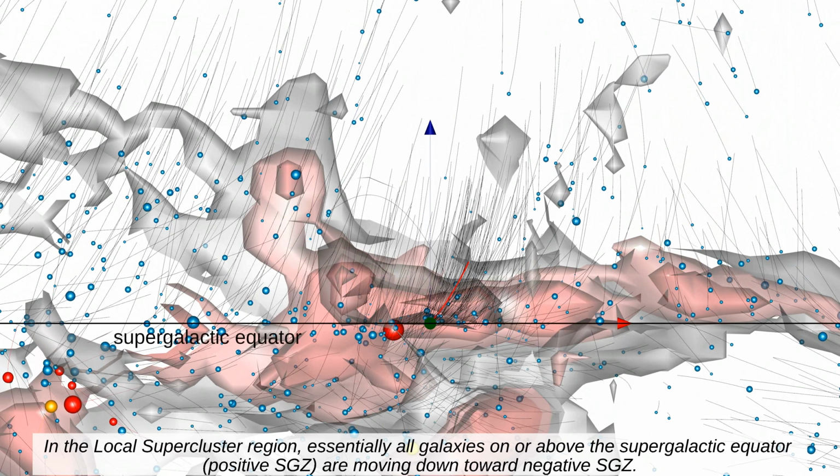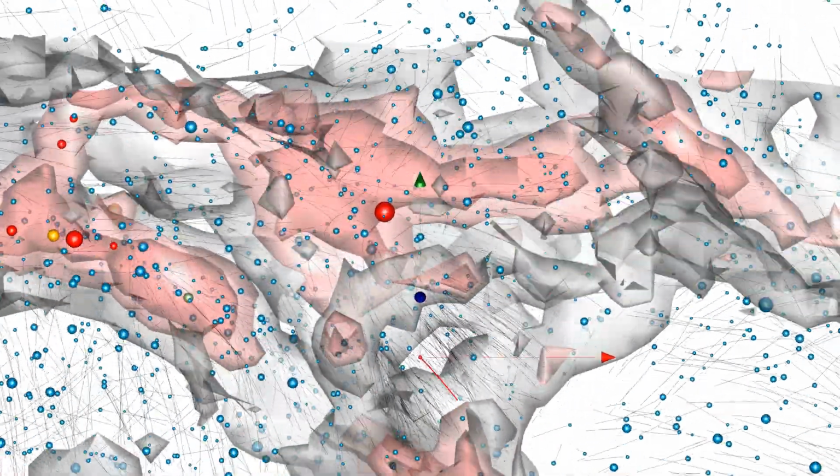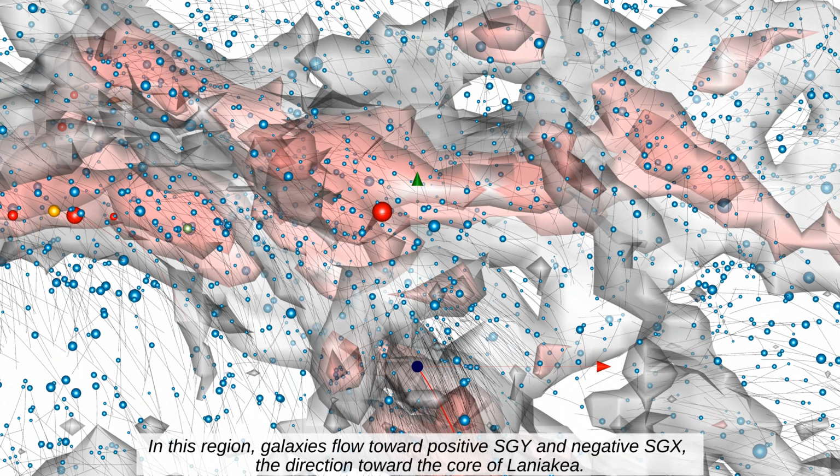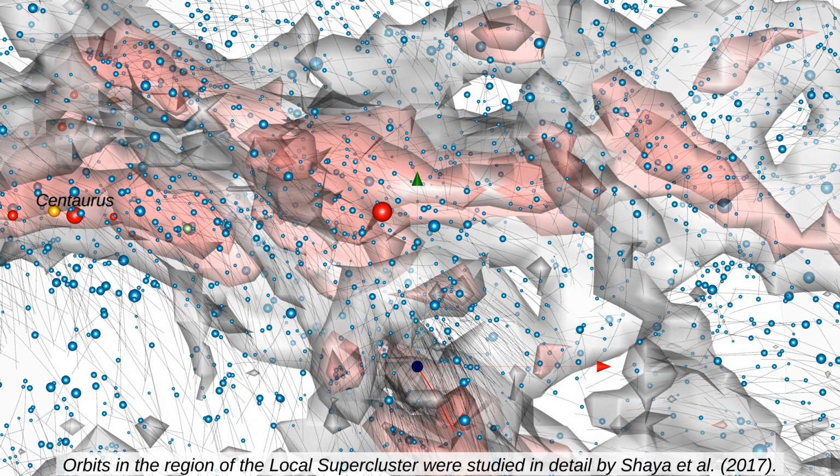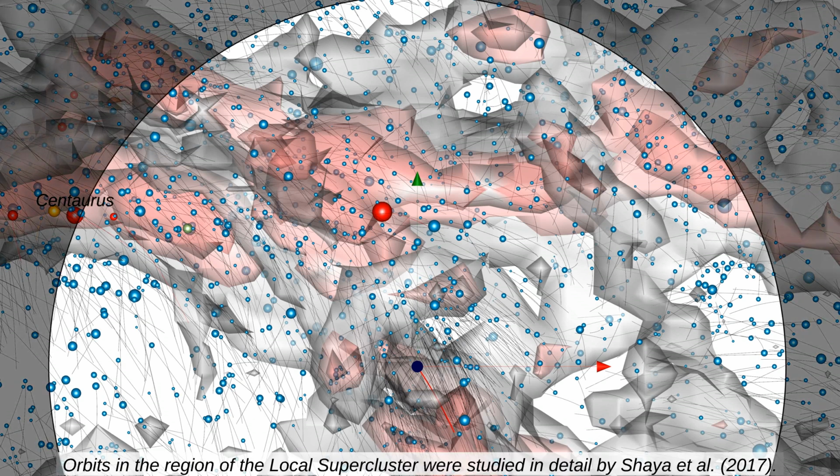In the local supercluster region, essentially all galaxies on or above the supergalactic equator, positive SGZ, are moving down toward negative SGZ. In this region, galaxies flow toward positive SGY and negative SGX, the direction toward the core of LANIAKEA. Orbits in the region of the local supercluster were studied in detail by Shaya et al. 2017.